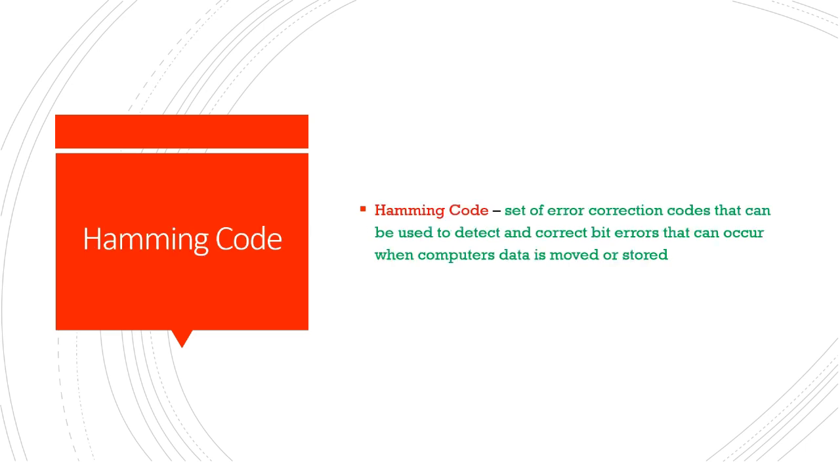In terms of Hamming code, it is a set of error correction codes that can be used to detect and correct bit errors that can occur when computer data is moved or stored.